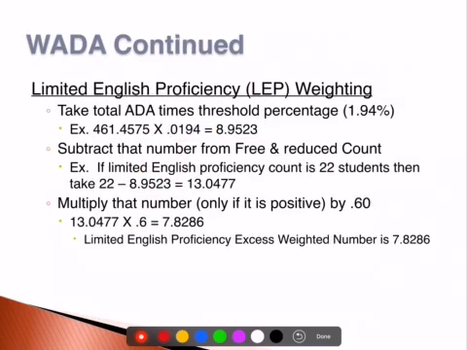The last category is limited English proficiency, and it's the same thing. Multiply times the threshold, find out how many students it takes to meet the threshold, subtract that from how many students you have, and then you get a total number. You multiply that number, and in this case it's 60%. So a little less than IEPs, but any student that's above the threshold for LEP would count as a 1.6 on your weighted ADA. So that is how that works.